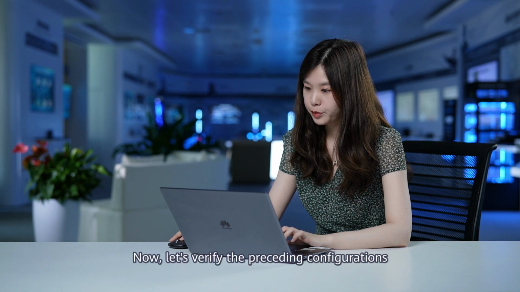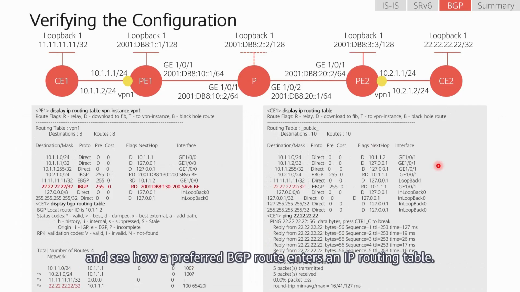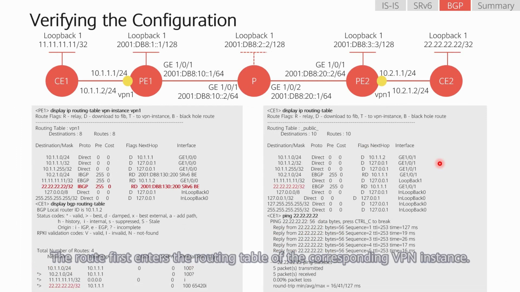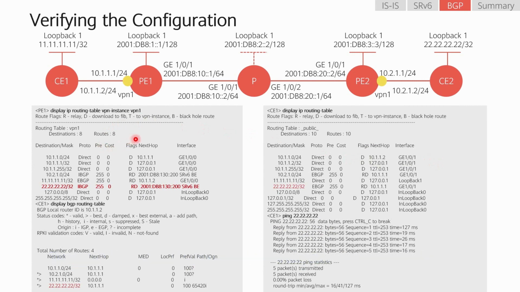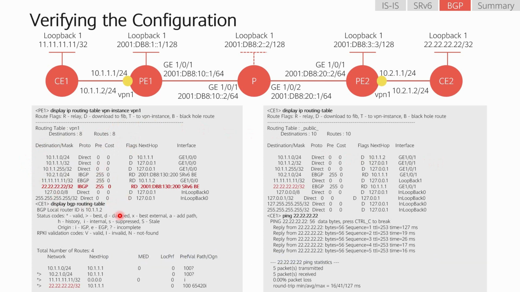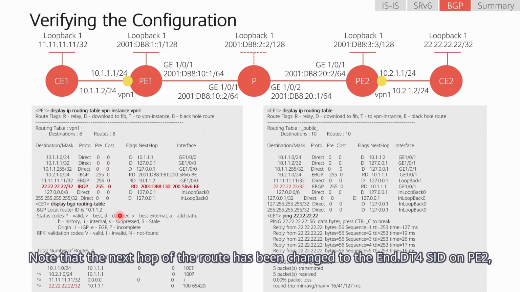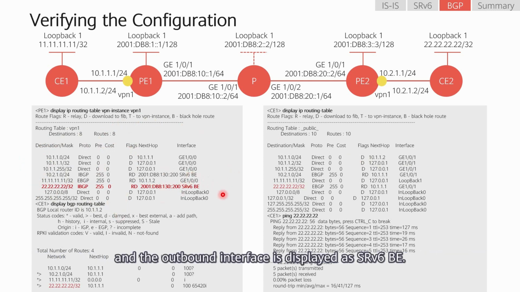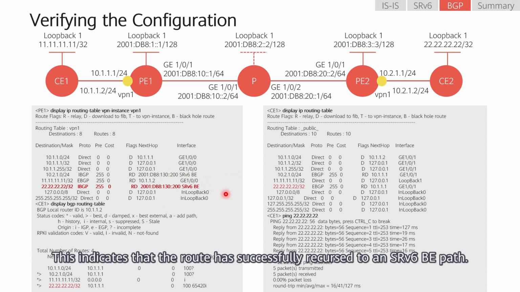Now, let's verify the preceding configurations and see how a preferred BGP route enters an IP routing table. The route first enters the routing table of the corresponding VPN instance. Let's take this highlighted route of CE2 as an example. Note that the next hop of the route has been changed to the End.DT4 SID on PE2, and the outbound interface is displayed as SRv6 BE. This indicates that the route has successfully recursed to an SRv6 BE path.